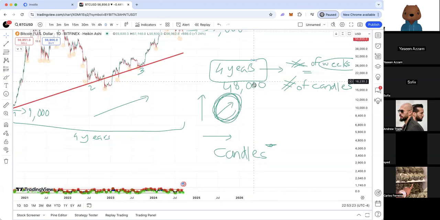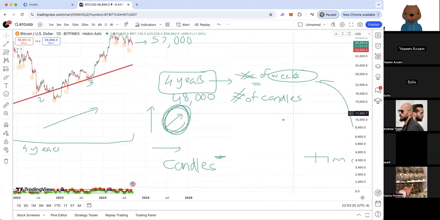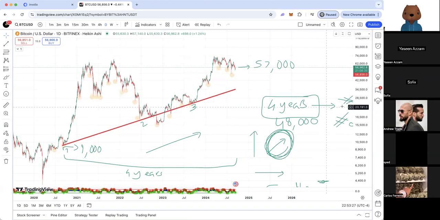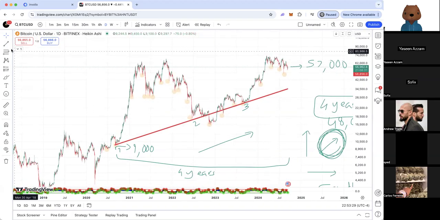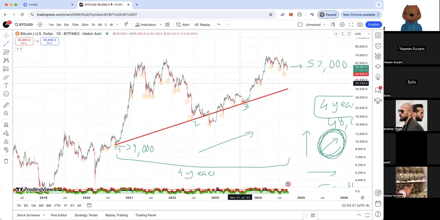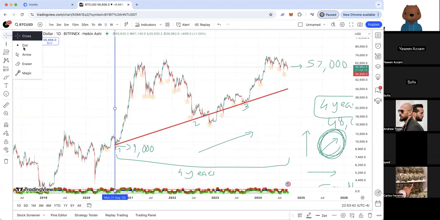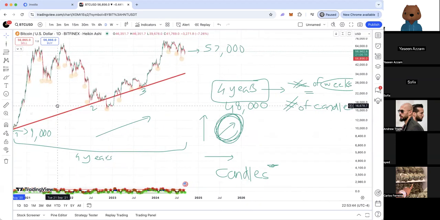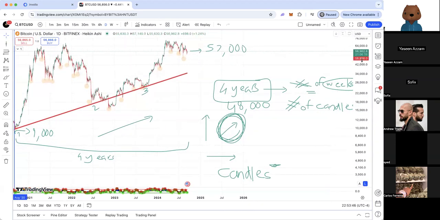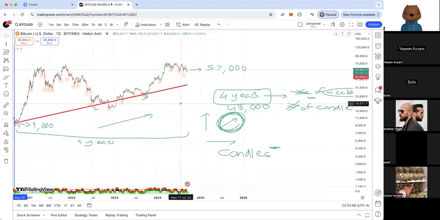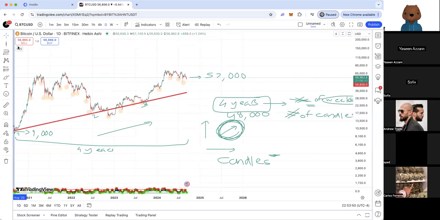So 4 years, number of weeks is the number of candles. I'm not going to get into the math right now, but that's essentially what's happening here. This is the trend. So let's just put a line here and say we're looking at the chart from here. Amazing. Great. Now what?